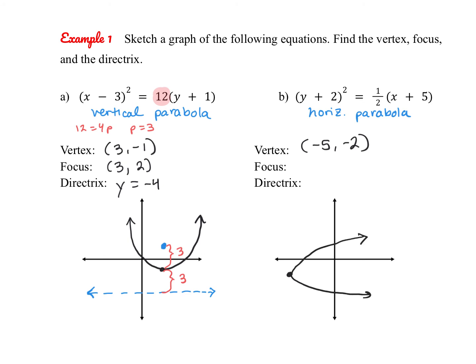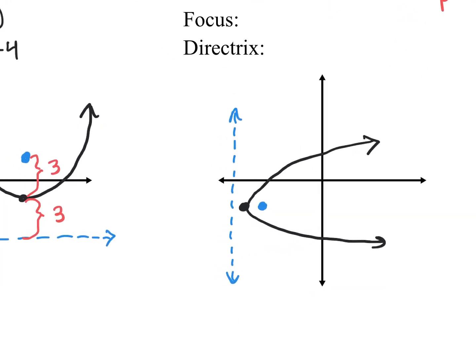And we do need to figure out what that p-value is. So let's do 4p is equal to 1/2. So in this case, our p-value is 1/8. So that means to find our focus, I would go 1/8 to the right. And to find the directrix, I would go 1/8 to the left. So this distance, again, here is 1/8, and this distance is also 1/8.